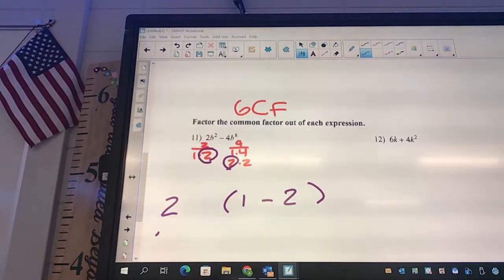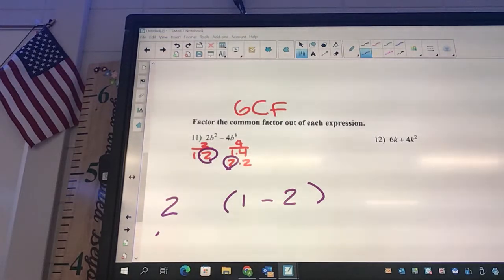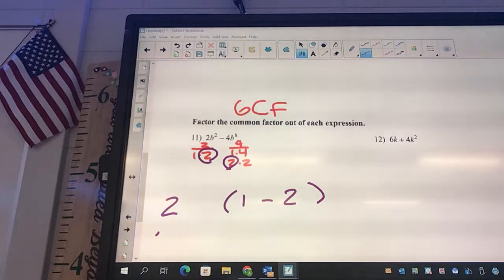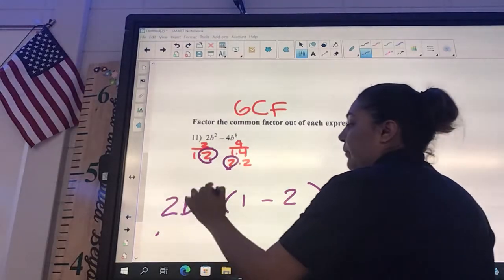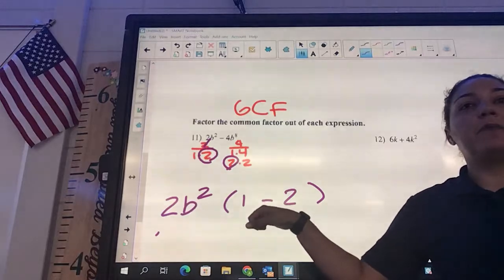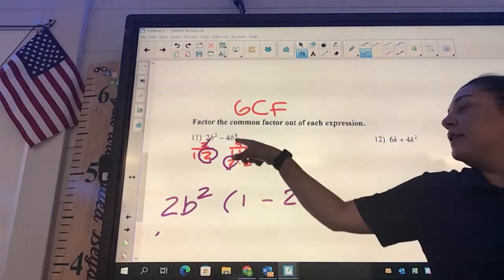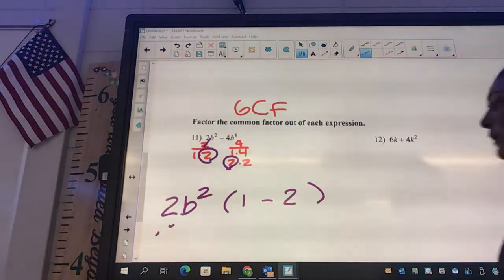Okay, and then we look at the B's. How many B's can you take? The first guy's got 2 and the second guy's got 8. You can take 2. You always take the smallest amount that is in both. Okay, so we can take B2. So he had 2, we took 2. How many does he have left? None. Okay, the second guy, he had 8, we took 2. How many's left? B6.